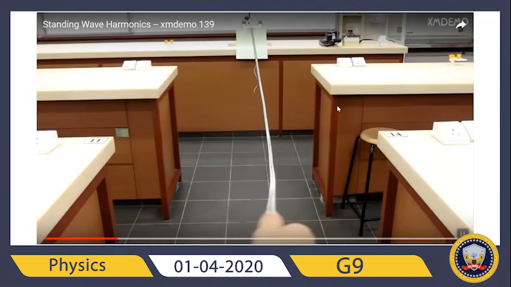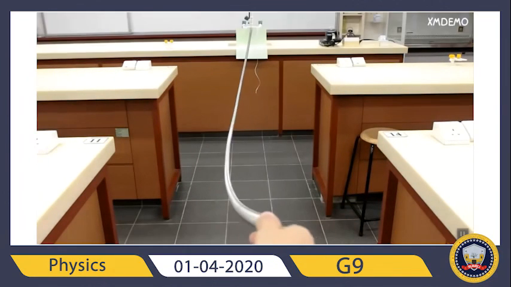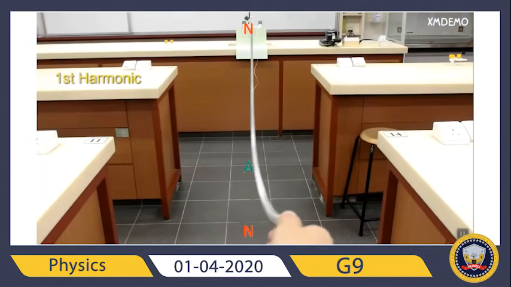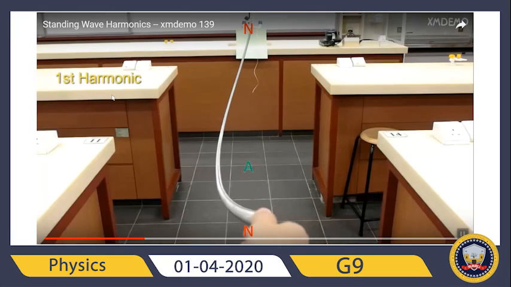So what about if we increase the number of waves? If we increase the number of vibrations, we get what is called the first harmonic. First harmonic means just one pulse, so one antinode. There are two nodes, but only one antinode. This is called the first harmonic. So let's see by vibration of the rope.